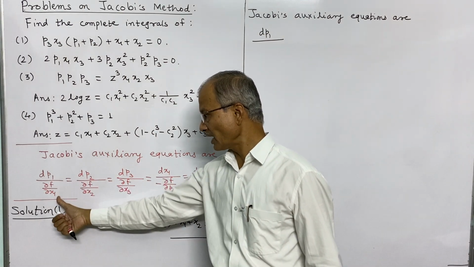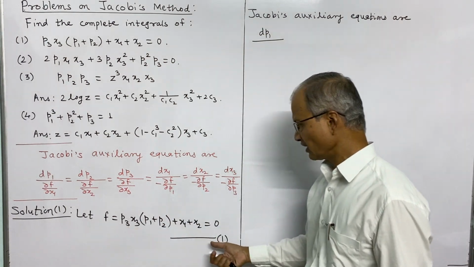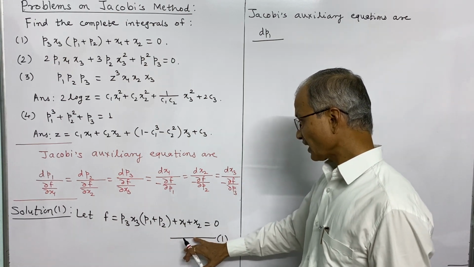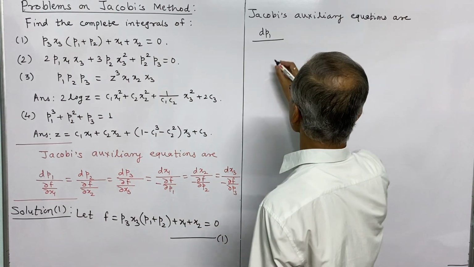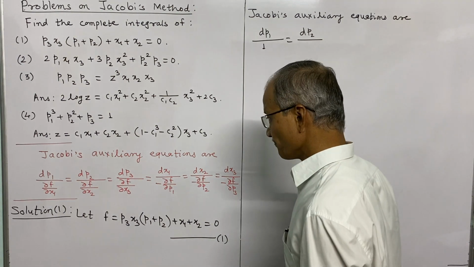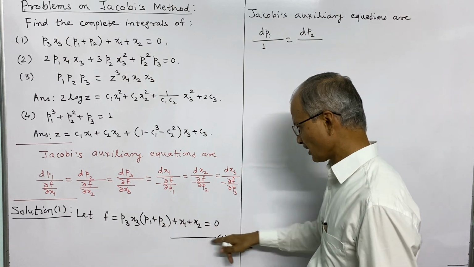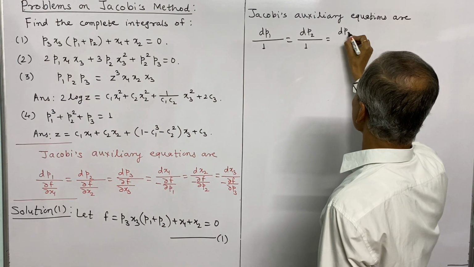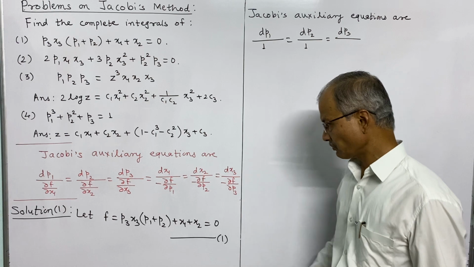So dp1 divided by partial derivative of f with respect to x1. Now we shall see f is here and it is easy to write the partial derivatives. Partial derivative of f with respect to x1, the others are to be treated as constant, so it is only 1. And that means dp1 by 1 is equal to. Next is dp2 divided by partial derivative of f with respect to x2. x2 is here and other terms are to be treated as constant. Derivative of x2 is 1.